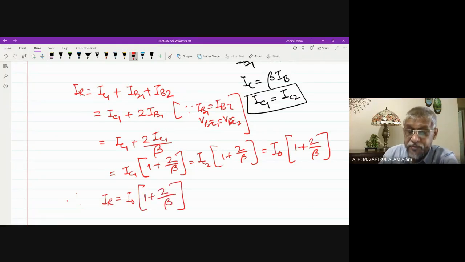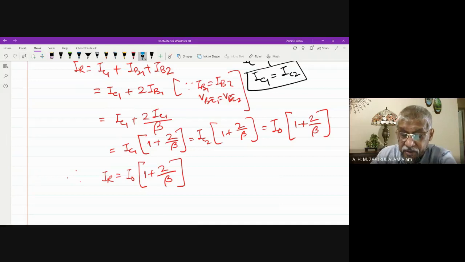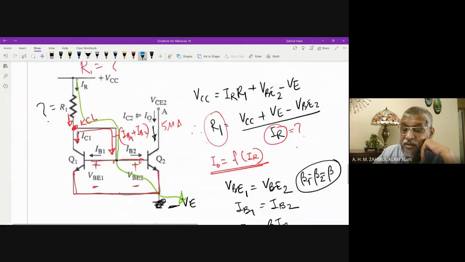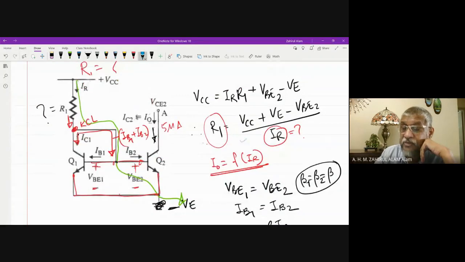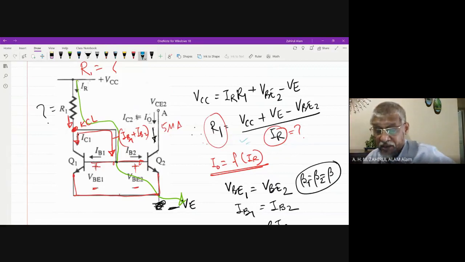Or we can write in terms of I naught: IR equals I naught times 1 plus 2 over beta. So now we know this one, we know beta, then we can calculate IR. If we calculate IR, then we can calculate the value of R1. Is it correct?